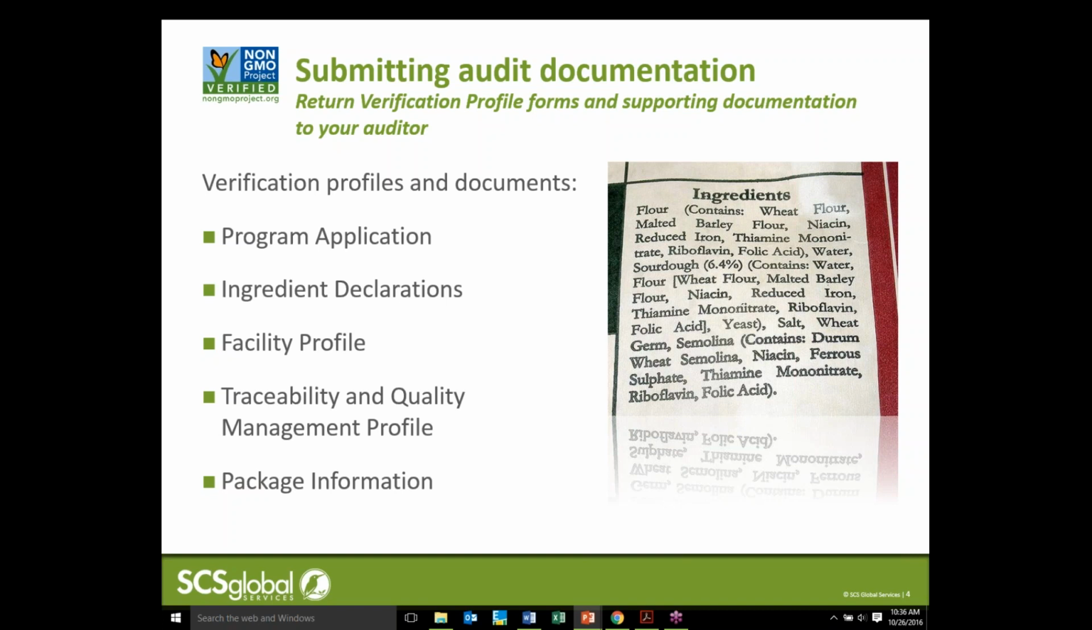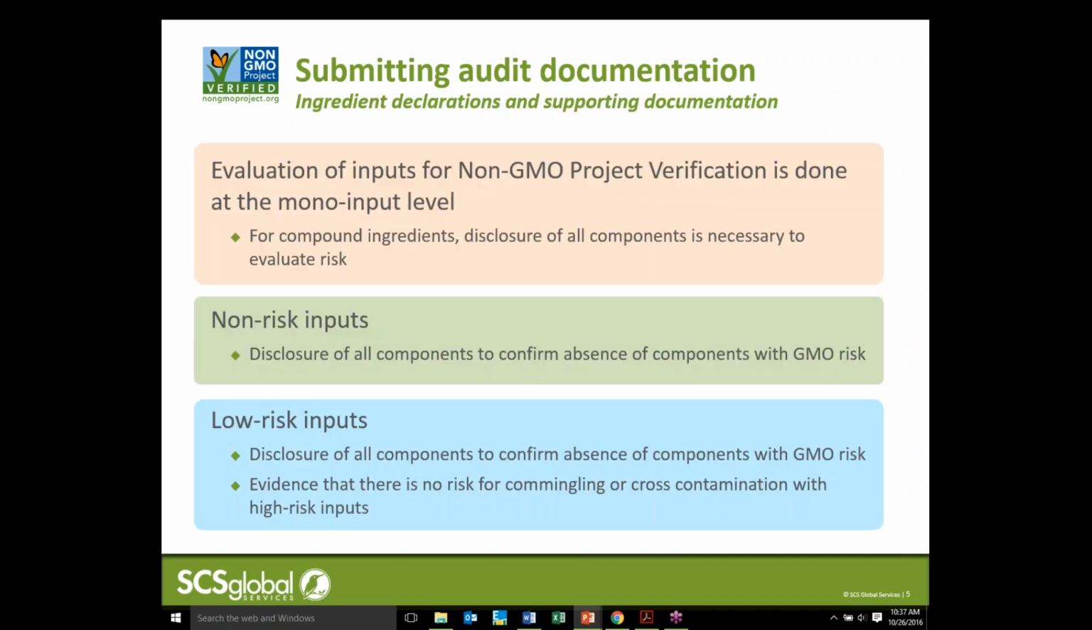So now what we're going to do is take a closer look at what information you'll need to have available to successfully complete each of these forms and provide the supporting documentation required. We'll go ahead and get started by looking at your ingredients. The ingredient declaration forms really provide SCS and your auditor with an understanding of where GMO risk within your inputs might occur.